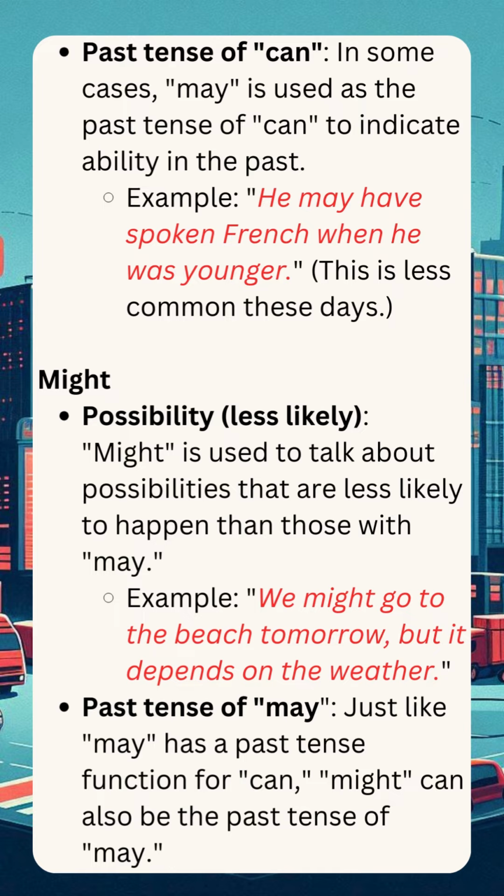Might. Possibility, less likely. Might is used to talk about possibilities that are less likely to happen than those with may. Example, we might go to the beach tomorrow, but it depends on the weather.